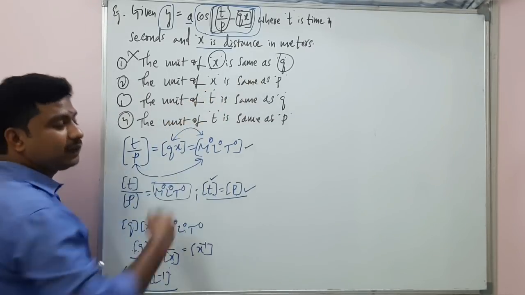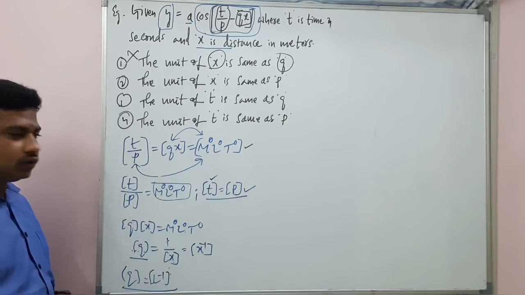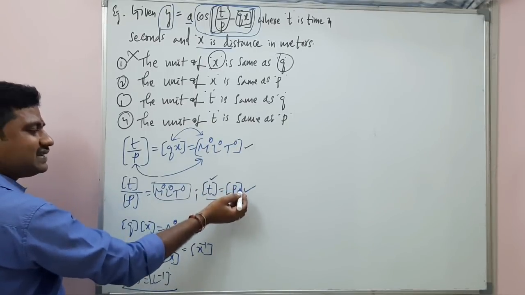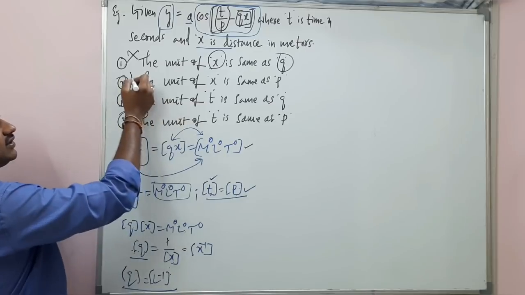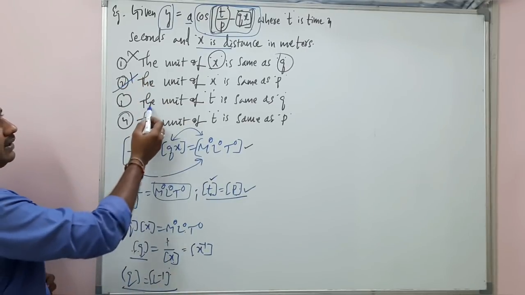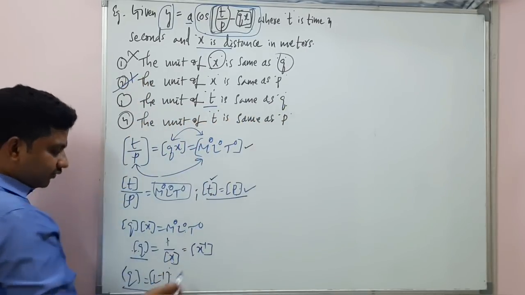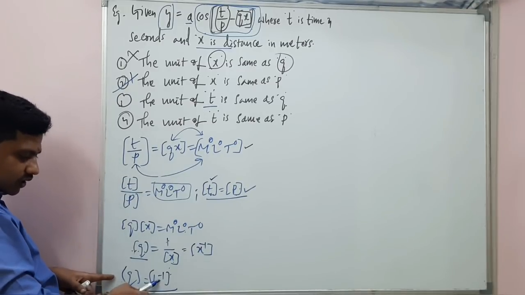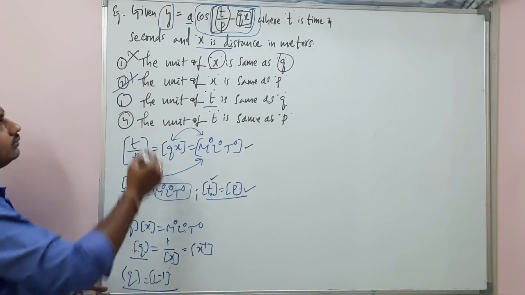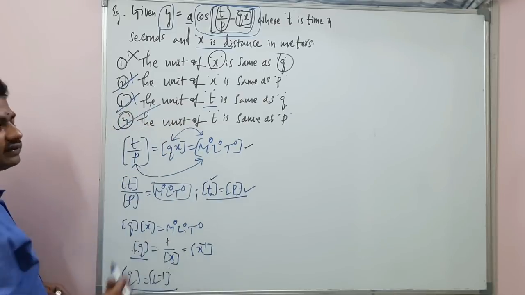Dimensions of x is same as p. Can I say like that? No. Dimensions of p is same as t dimensions. This is also wrong. Dimensions of t is equal to dimensions of q. See, dimensions of q is equal to dimensions of 1 by x. No. So then this is the correct answer.